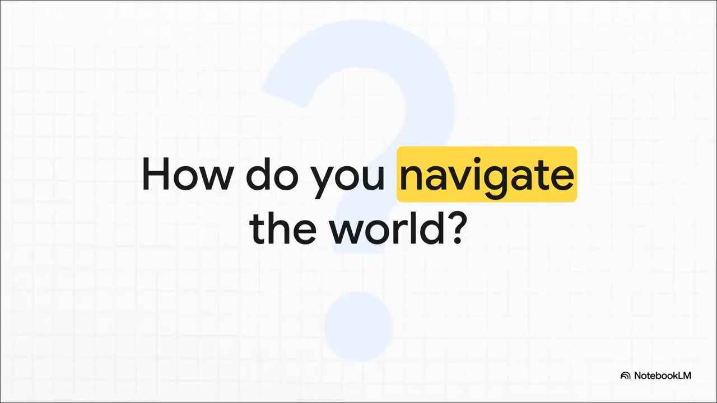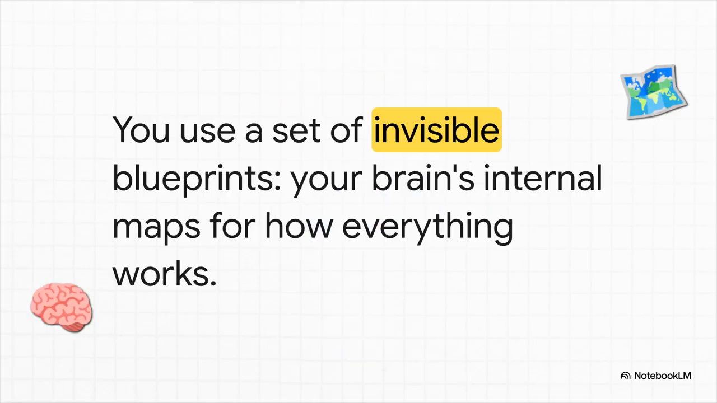How do you get through your day? Every single thing you do, from the simplest little task to the biggest, most complicated decision, how do you do it? How do you just know what to expect or what to say next? Well, it turns out you're constantly looking at a set of invisible blueprints. Yep, these are your brain's internal maps for how everything works. You know, from making a cup of coffee to trying to figure out what someone's really thinking. Today, we're going to break down these blueprints, which scientists call mental models.